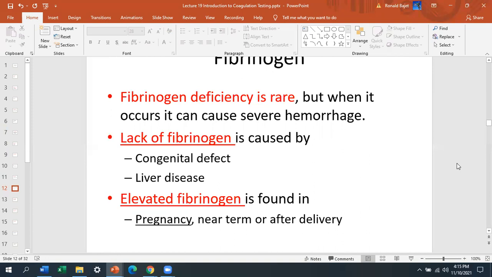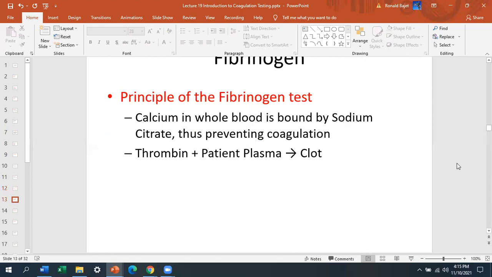They've lost a lot of fibrinogen. Elevated fibrinogen, on the other hand, is found in pregnancy, near term or after delivery. So the principle of the fibrinogen test is similar. Calcium in whole blood is bound to sodium citrate. You take out the calcium, and then you have thrombin plus patient plasma, and then the same thing. You just measure the time it takes to clot.